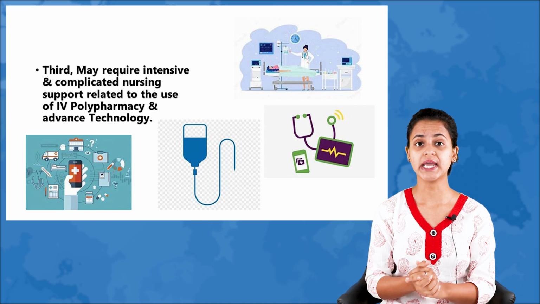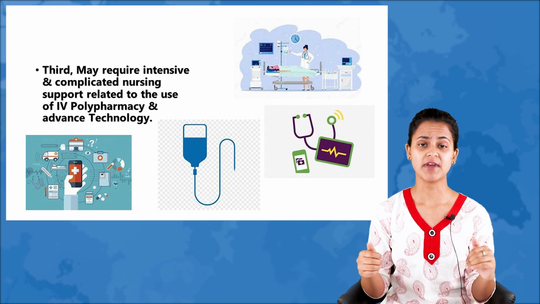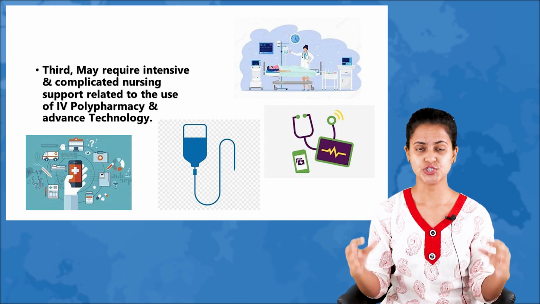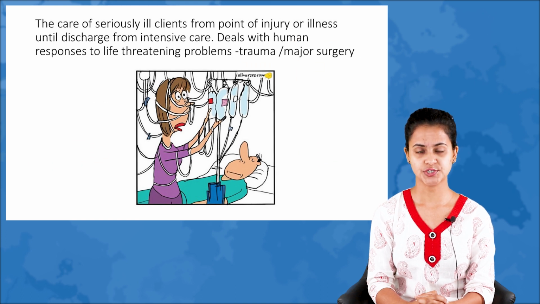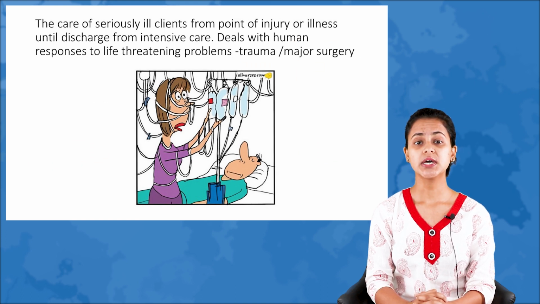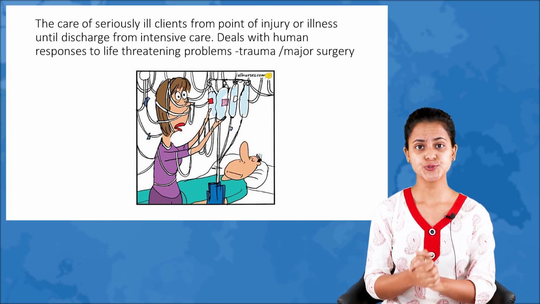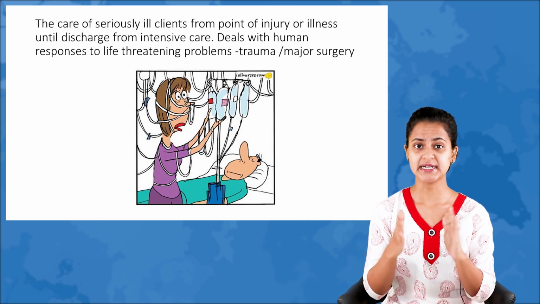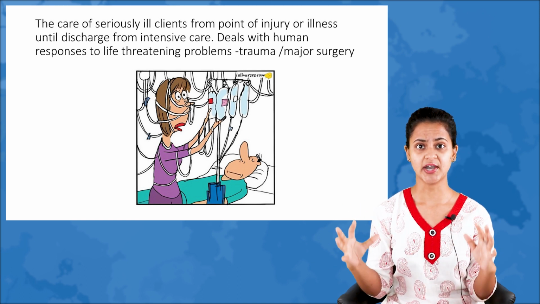That is the reason why a nurse working in an intensive care unit should be very vigilant and well aware of the usage of highly advanced technology to save the health of the individual. Now we are going to learn the definition of critical care nursing. Critical care nursing is defined as specialized nursing care provided to the critically ill patient from the time of injury or disease development until they are discharged from a critical care unit.